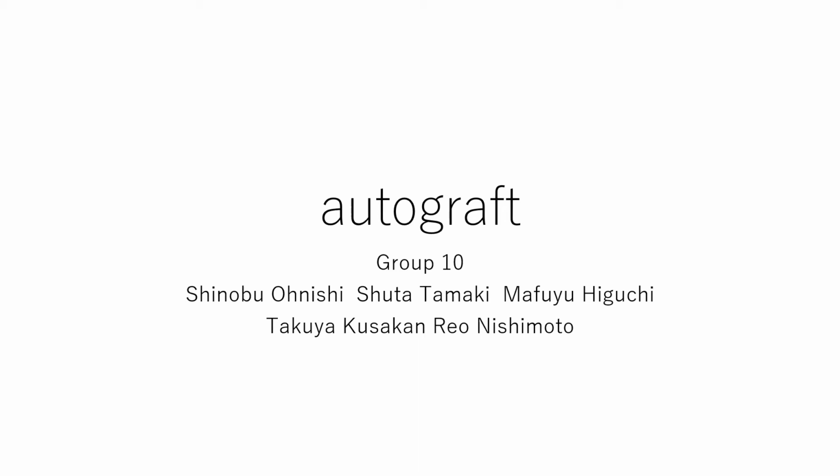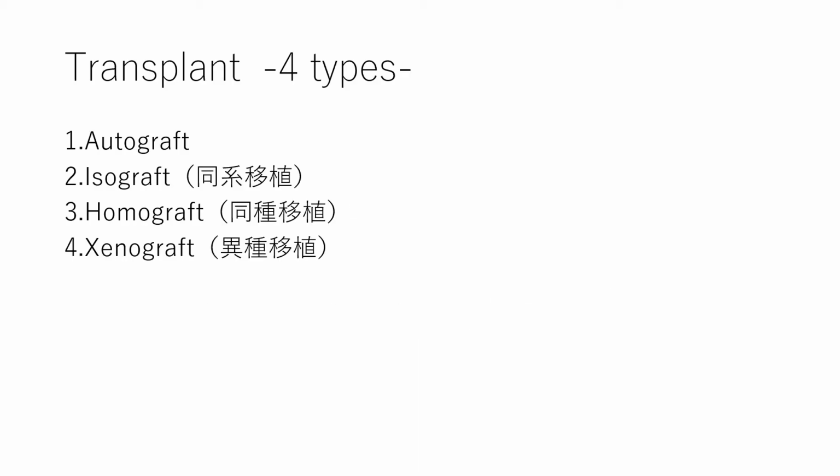We'd like to talk about autograft. Transplantation is a method of treating diseases by introducing cells, tissues, or organs from outside. There are four types of transplantation. The first is autograft. The second is isograft. The third is homograft. The fourth is xenograft.